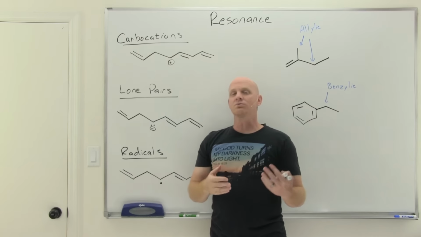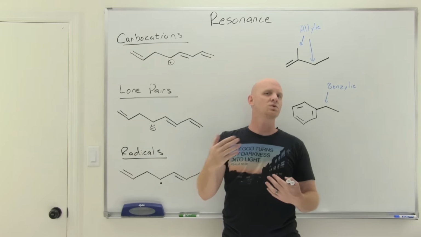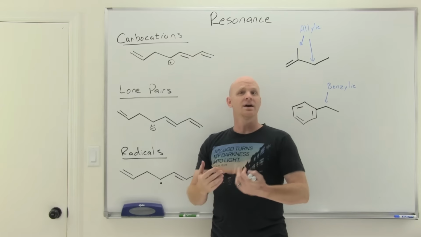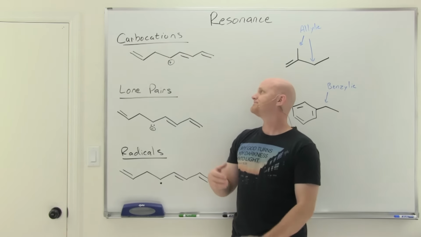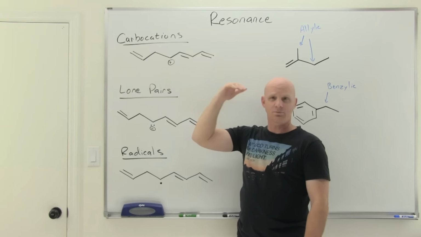That also makes things more stable. And so we often talk about the idea of resonance stabilization. It makes things more stable. And typically the more resonant structures, the more stable. But you also got to pay attention to where you put negative charges. Generally you want a negative charge on a more electronegative atom and a positive charge on a less electronegative atom, things of that sort.